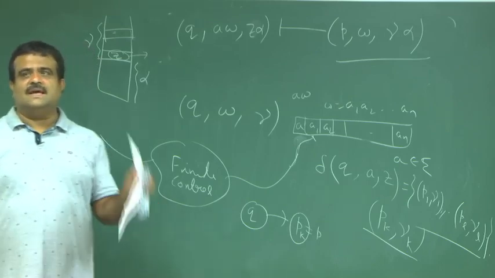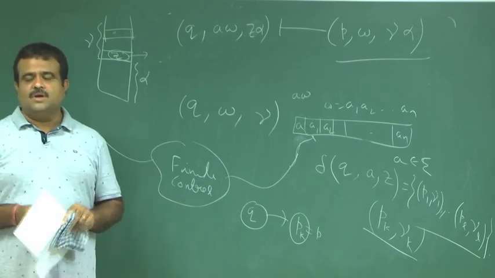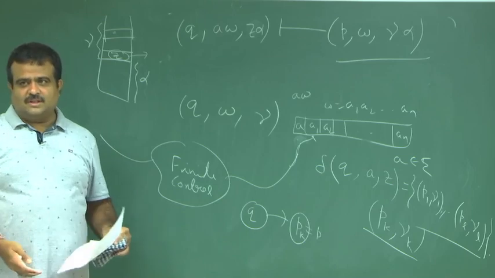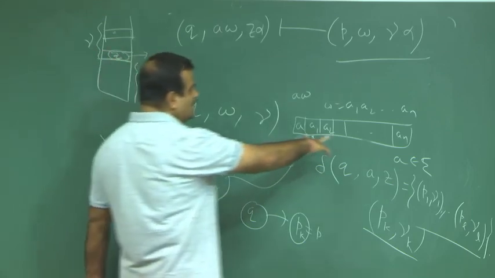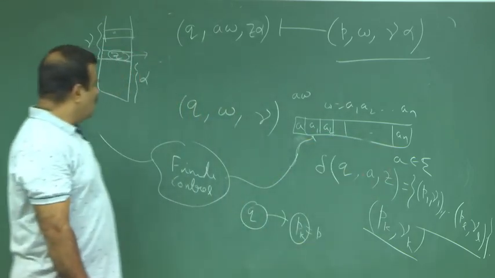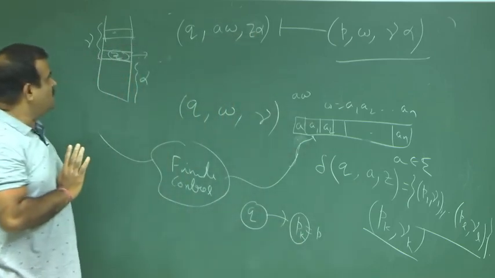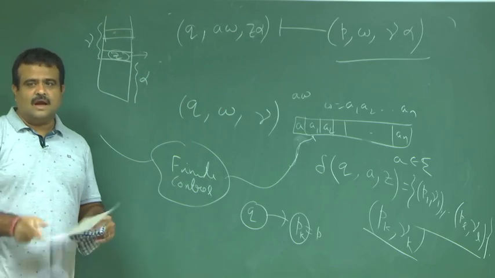That means we will take a snapshot at that point of the situation of the machine: what is the remaining tape it has to read, what is the current state, what is the stack position. That is the ID.